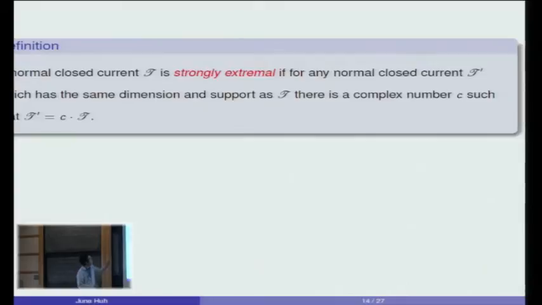And one example of a strongly extremal current, you already have seen one example, the current associated to p-dimensional algebraic subvarieties. So if you give me any p-dimensional current whose support is exactly a p-dimensional irreducible subvariety, I know that that current is some multiple of that integration current. But there are other examples, and you will see shortly.